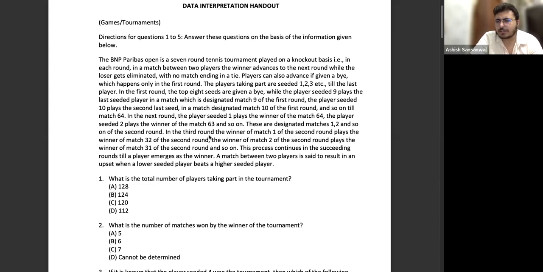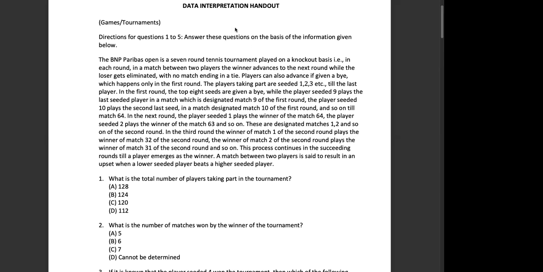No need to solve the question. Are you able to understand the data, the entire information? Yes or no? Okay.